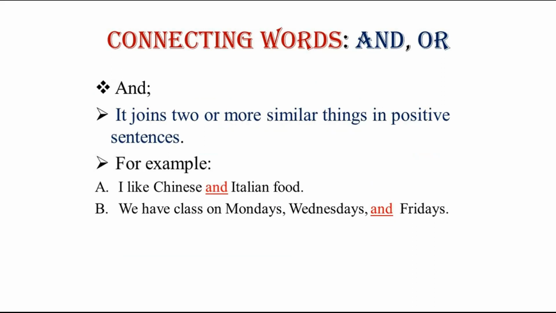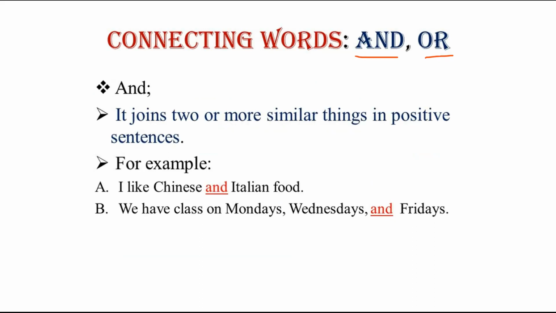Okay, connecting words: and, or. In this unit, we'll be taking and, or in the simple sentence. In the compound sentence, we will be taking and, or, so, and but. And and or in the simple sentence are different. They differ from when they are in a compound sentence.